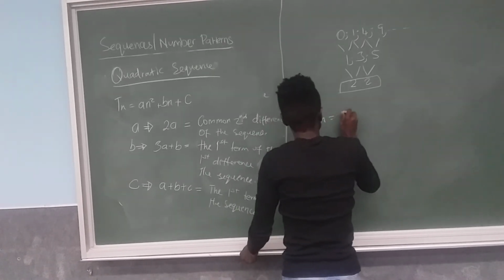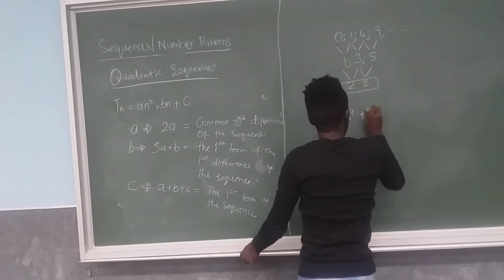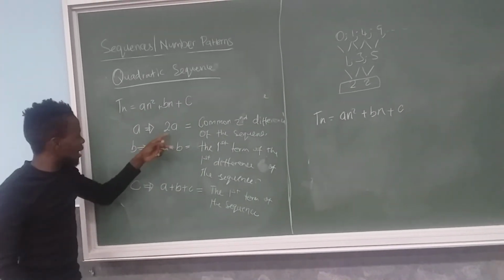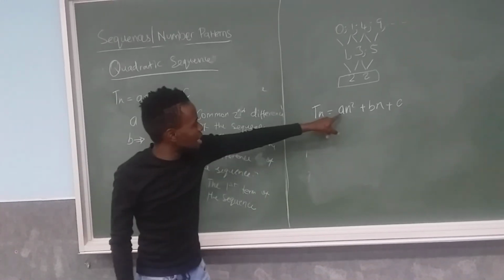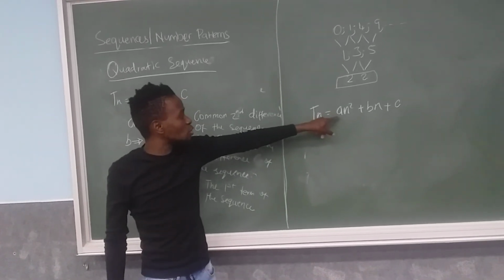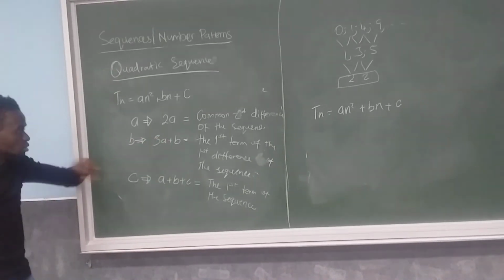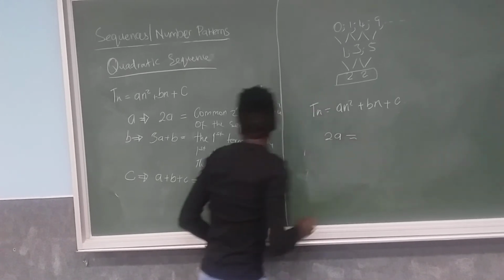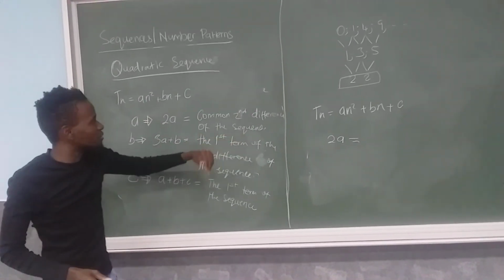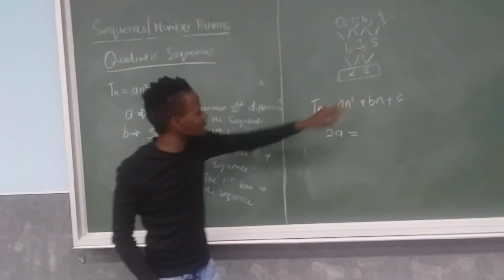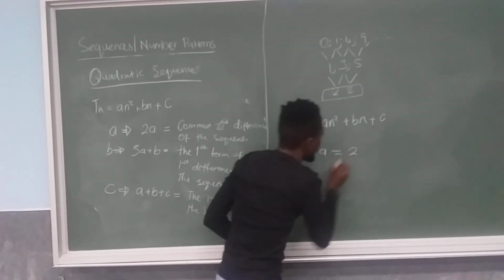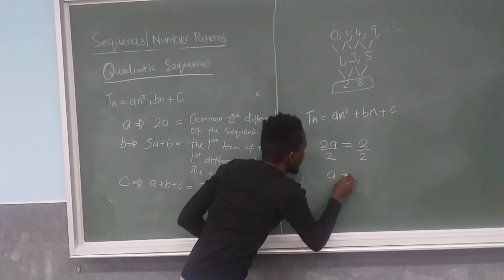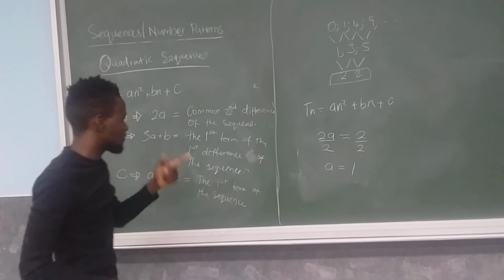So our Tn is an squared, remember, plus bn plus c. Okay, in this case this a that we are supposed to calculate is going to be found from 2a. I have told you that 2a is the common second difference of the sequence, which is 2. So you're just going to divide both sides by 2, and then your a is 1. You have already found your a.